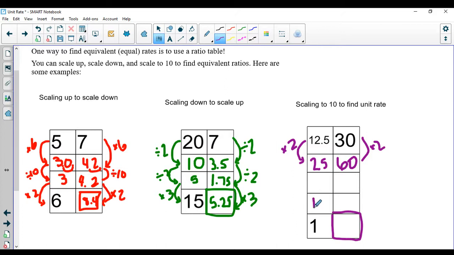So if I think about, I want this to be 10 right here. If I think about how I could scale up from 25 to make it easy to get to 10, I know that 25 and 10 both have 100 in common. So I'm going to multiply 25 by 4 to get to 100. And I'm going to do the same thing over here, times 4.